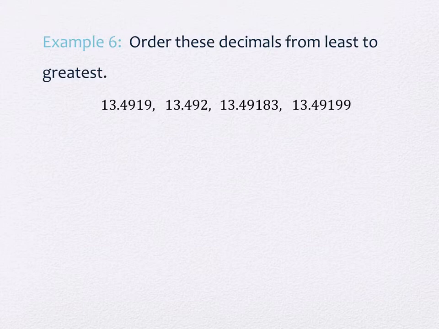All right, so the first one that we're going to look at of this variety has these numbers. We have 13 and 4,919 10,000ths. Very good. I have 13 and 492 thousandths. 13 and 49,183 10,000ths. And the last one is 13 and 49,199 10,000ths. Okay? That was my mental exercise for the day. Did it work for you too? Mental processes are going. Fabulous.